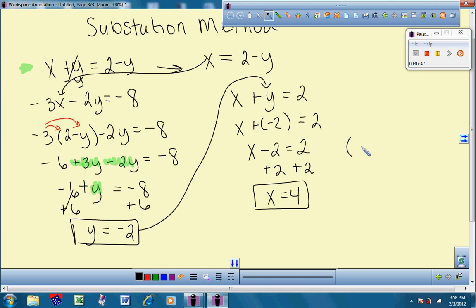Write your solution as 4, negative 2. X is always first, then y. You will have a few problems using the substitution method.